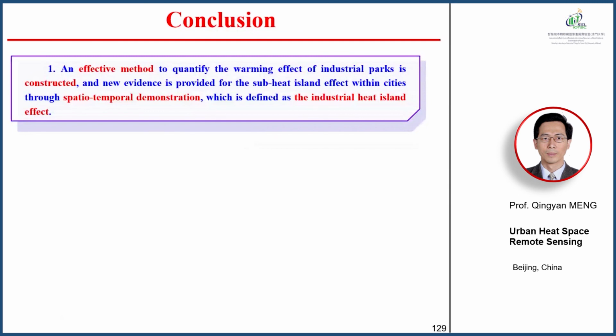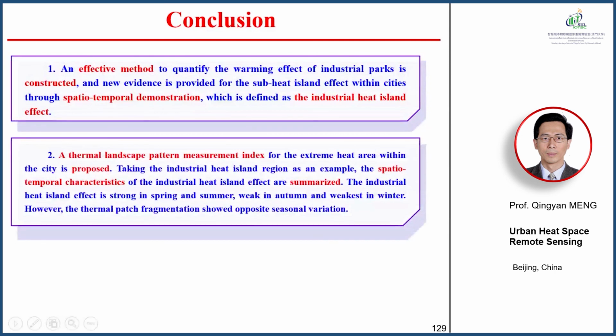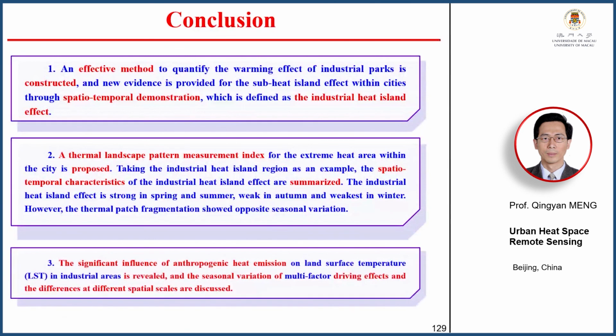and a thermal landscape pattern measurement index for the extreme heat area within the city is proposed. Taking the industrial heat island region as an example, the spatial temporal characteristics of the industrial heat island effect are summarized, the significant influence of anthropogenic heat emission on land surface temperature in the industrial area is revealed, and the seasonal variation of the multi-factor driving effects and the differences at different spatial scales are discussed.